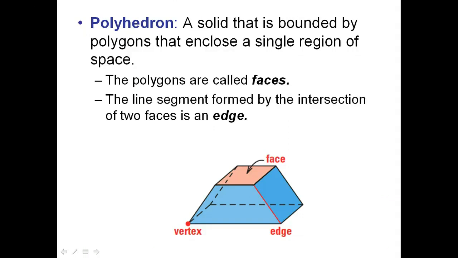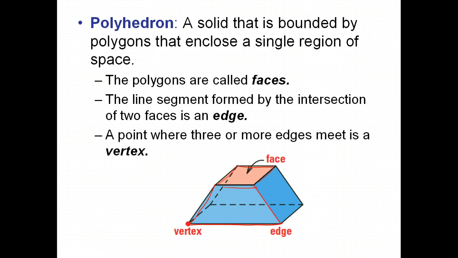The line segment formed by the intersection of two faces is an edge. So this is an edge, so is this here, so is this, this. Anywhere where two of the faces meet is called an edge. A point where three or more edges meet is called a vertex. So the bottom, the front, and this side meet all together to form that vertex.